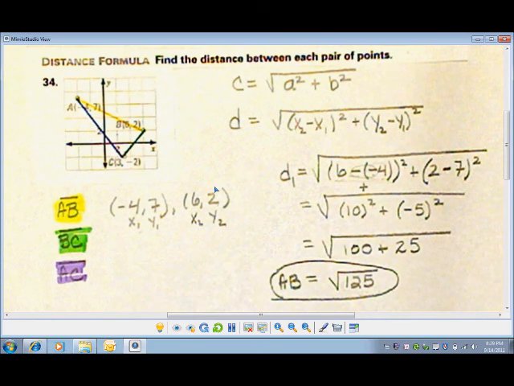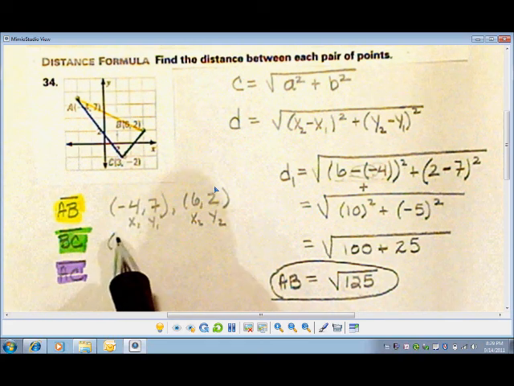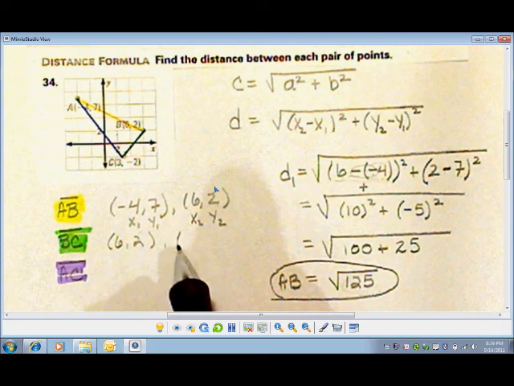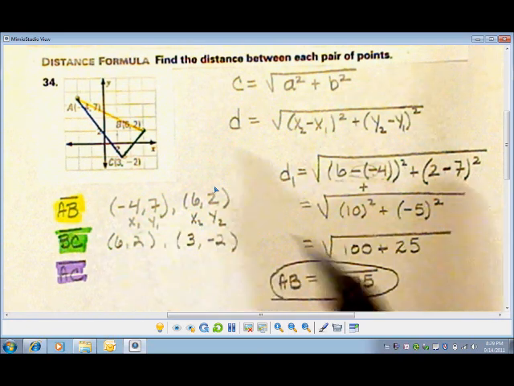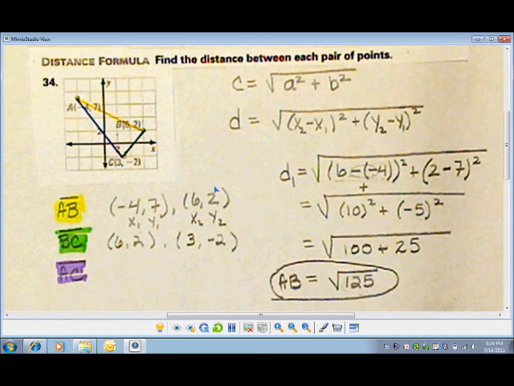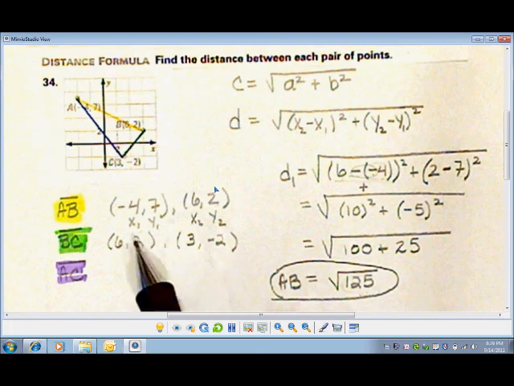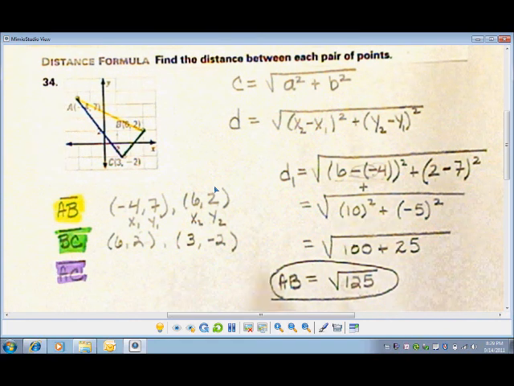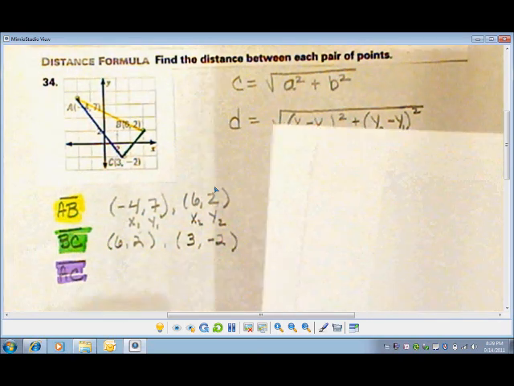Okay, so let's go back and look at BC. What do we know about BC? Well, BC starts at (6, 2) and goes to (3, -2). Because I'm a little lazy, I'm going to use these labels up above so I don't have to write them again, but I could. So we have to do our distance formula all over again for that one. So let's do that.